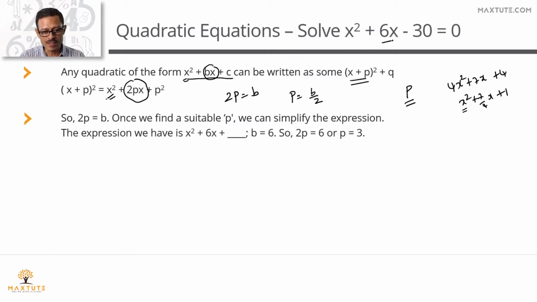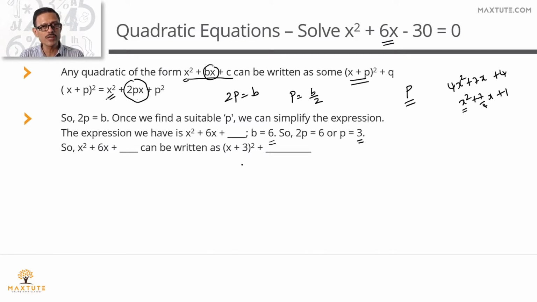Let's get around to our example. What is b? B is equal to 6, which means 2p is equal to 6. P is equal to 3. So we are going to write our x square plus 6x minus 30 equals 0 as an x plus p the whole square, where p is equal to 3. So we will be writing x square plus 6x minus 30 or whatever. This part, don't worry about it. This should essentially be written as x plus 3 the whole square. How did we get this 3? 3 is the value of p.